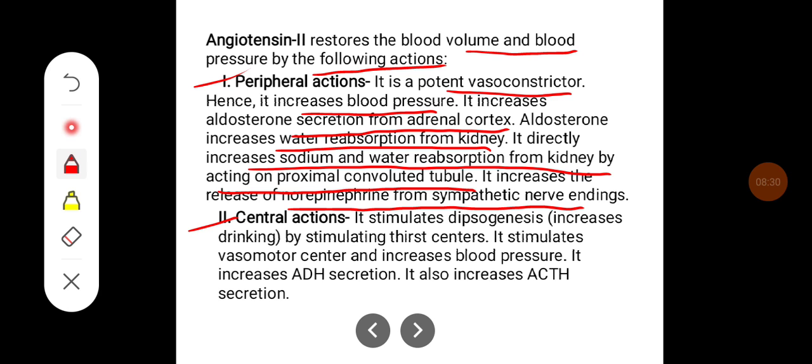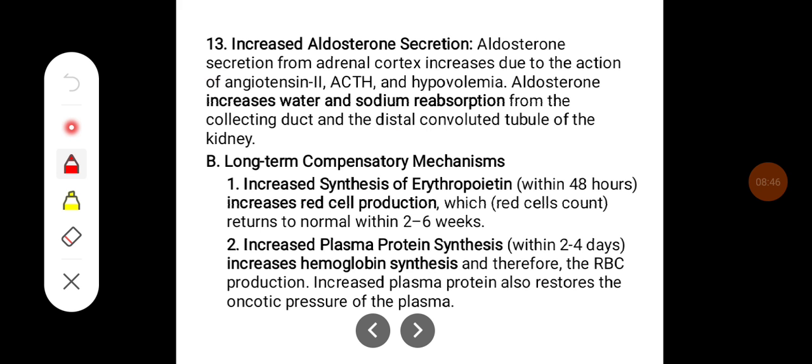Its central actions are it stimulates dipsogenesis, that is, increases drinking by stimulating thirst centers. It stimulates vasomotor center and increases blood pressure. It increases ADH secretion. It also increases ACTH secretion.